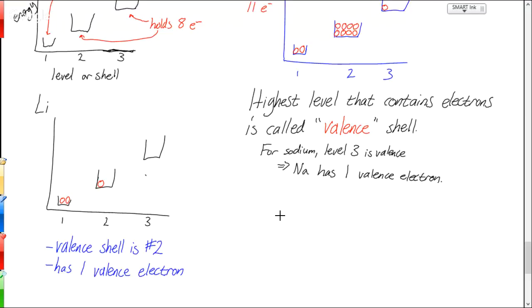The group tells you the number of electrons. And the period tells you which level it is.